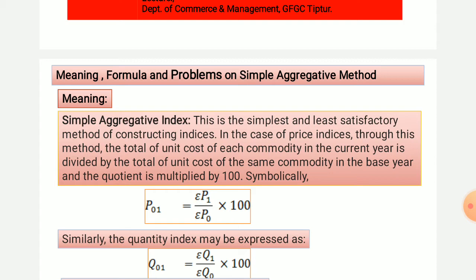So here the formula to calculate simple aggregative index is that P01 means price index for the period 1, or price index for current year. 1 means current year, 0 means the base year. P01 is equal to sigma p1 by sigma p0 into 100. The total of current year prices divided by total of the base year prices into 100.